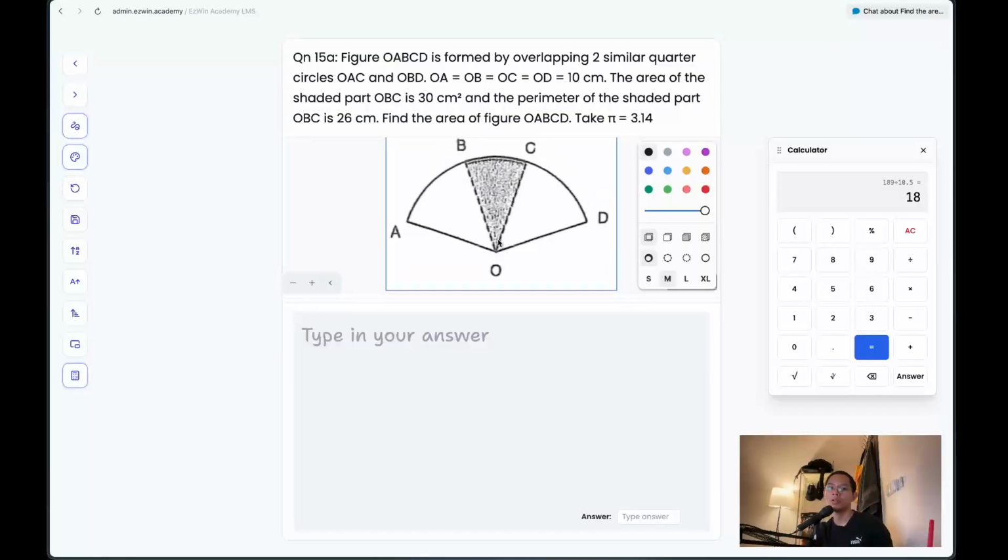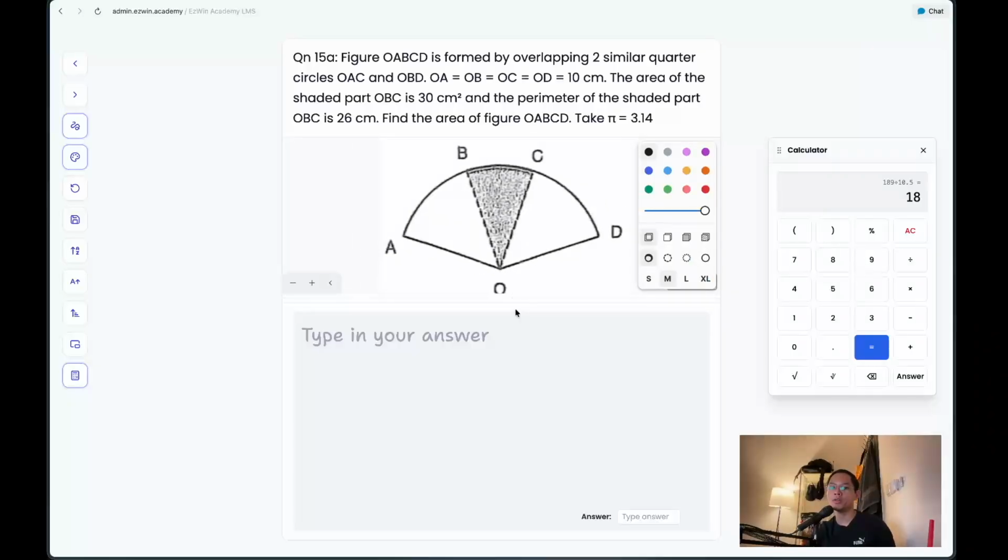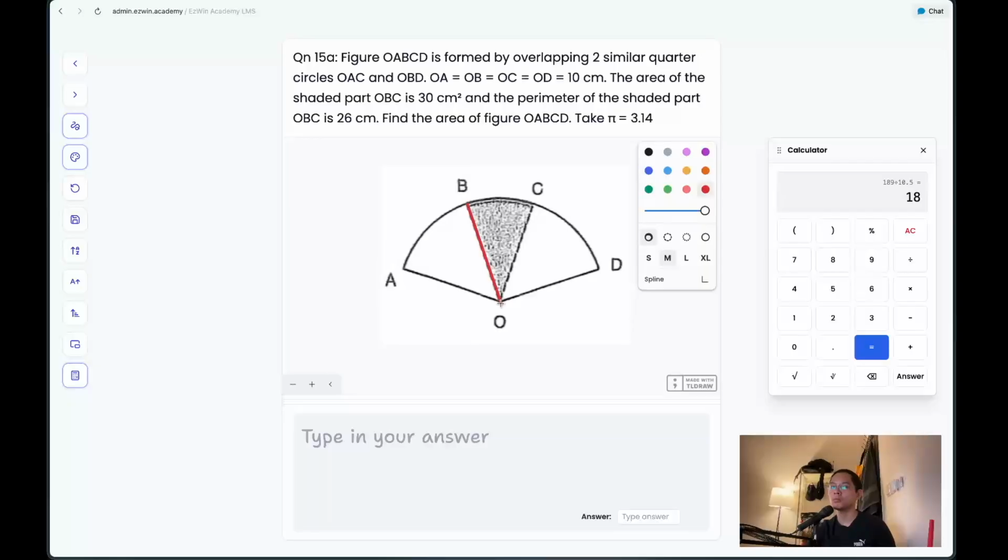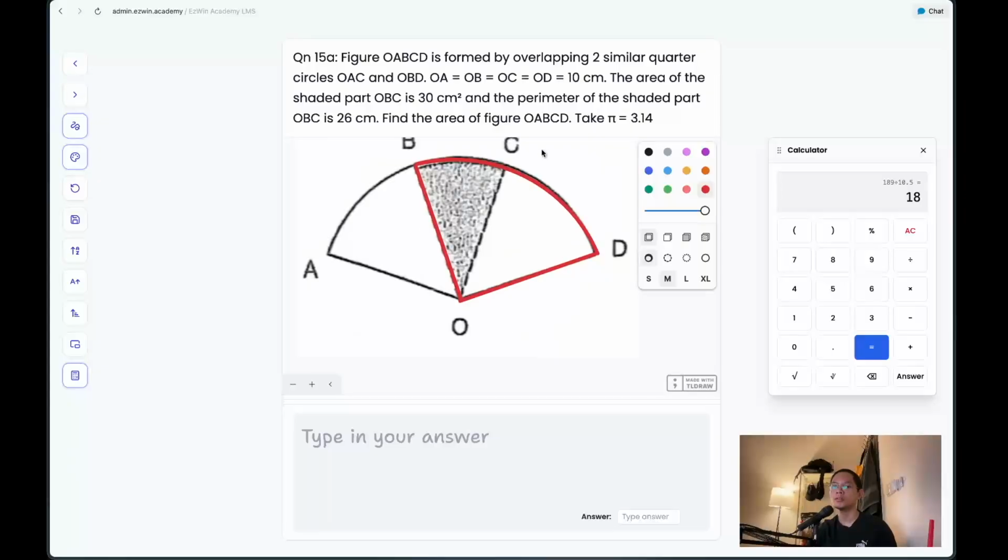In order for us to solve this question, or to find the area of this whole thing over here, we know that there are two overlapping quarter circles as what I'm highlighting. So this is one quarter circle. Then we also know that this OD is 10 centimeters. So if we can find this quarter circle, and then we minus the OBC, which is this shaded part, then we can get this leftover part in blue, which in this case is COD.